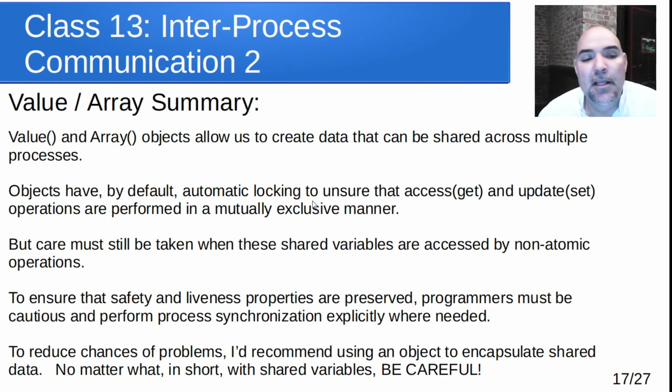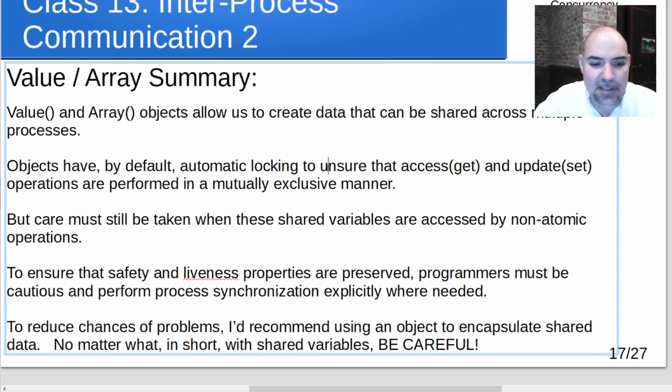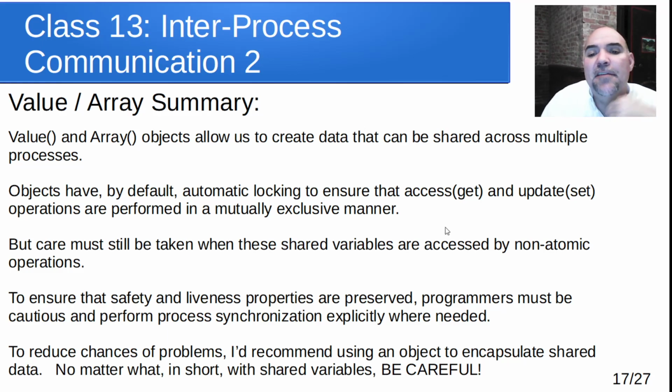So objects by default have automatic locking to ensure that access and update operations are performed in a mutually exclusive manner. So by default, they already lock, but it's at a very atomic level. So we need to make sure to lock that ourselves if we are doing something that will be dangerous in any other kind of concurrent solution.